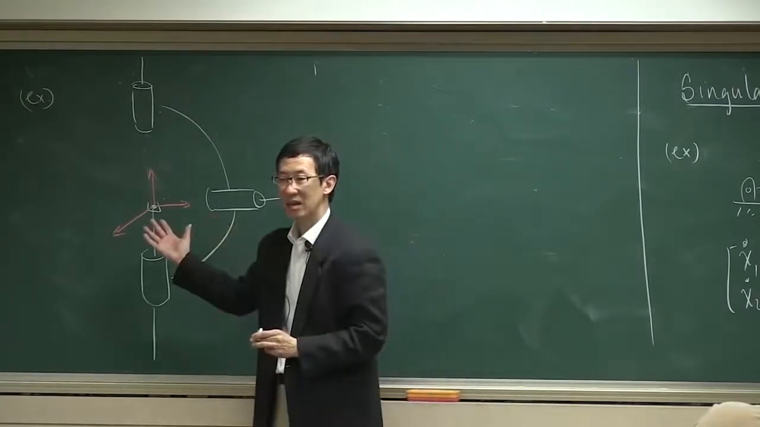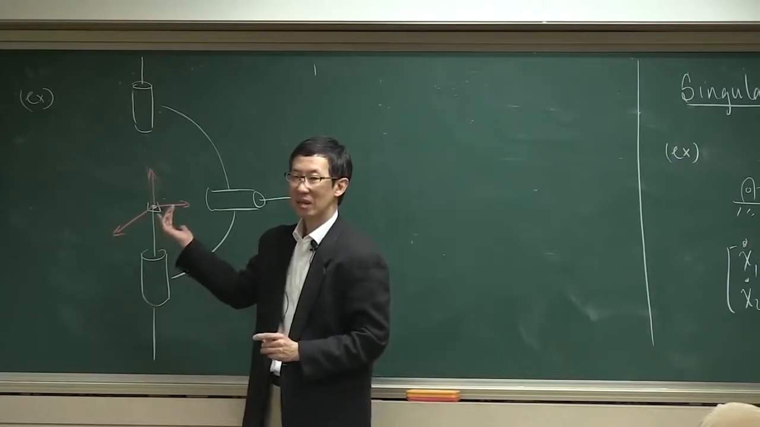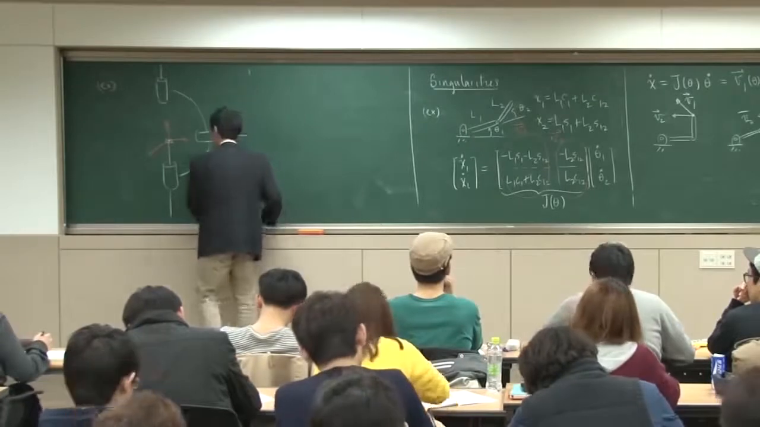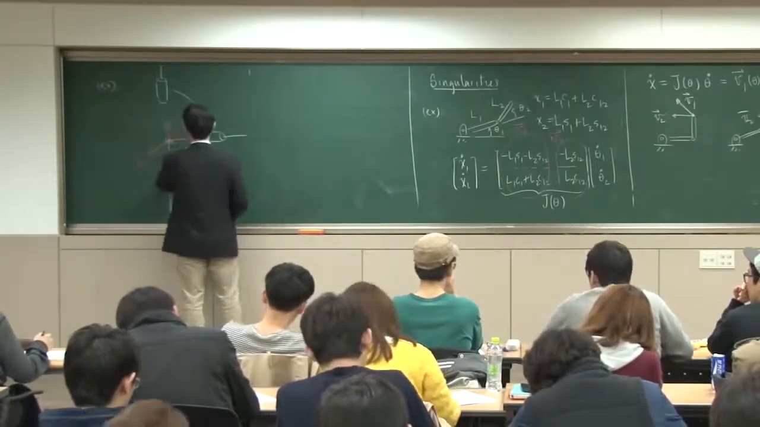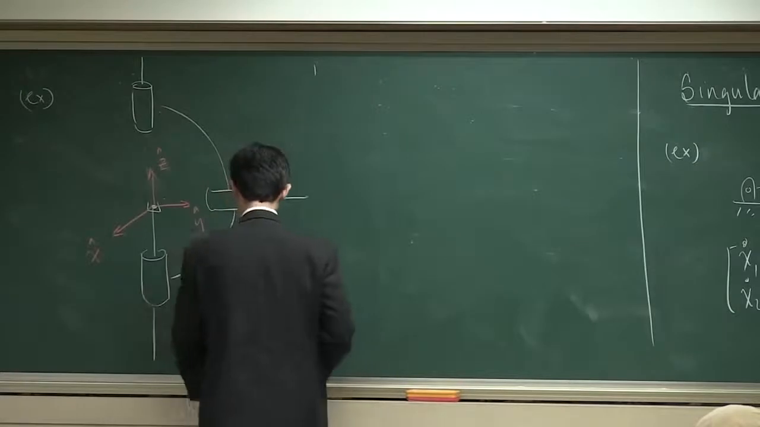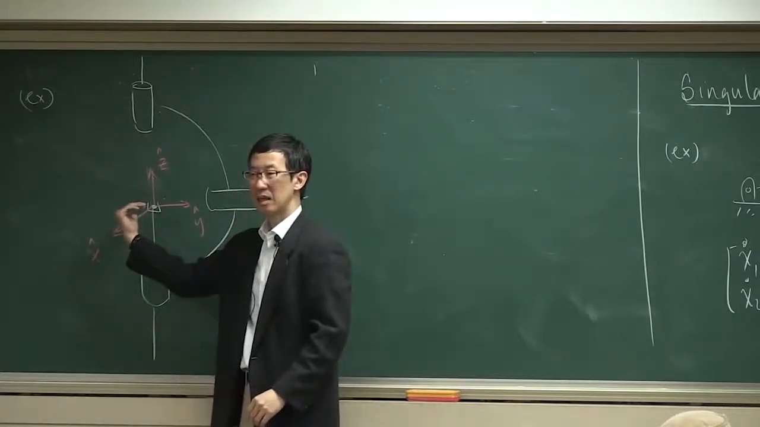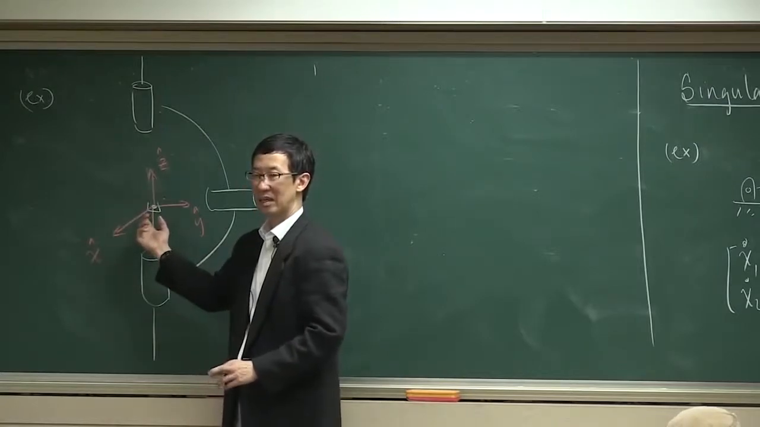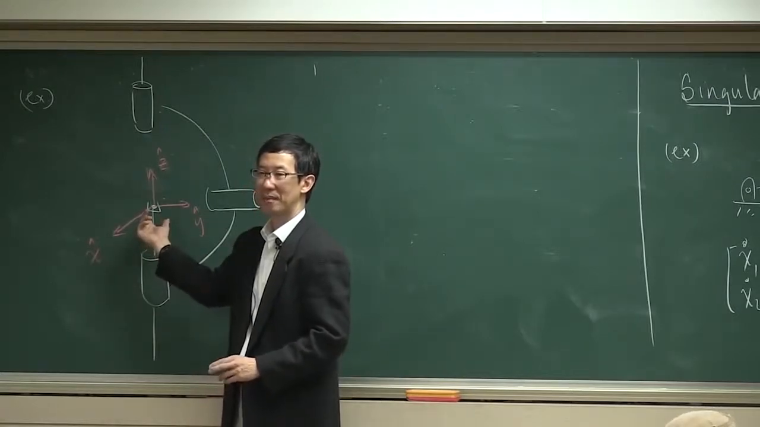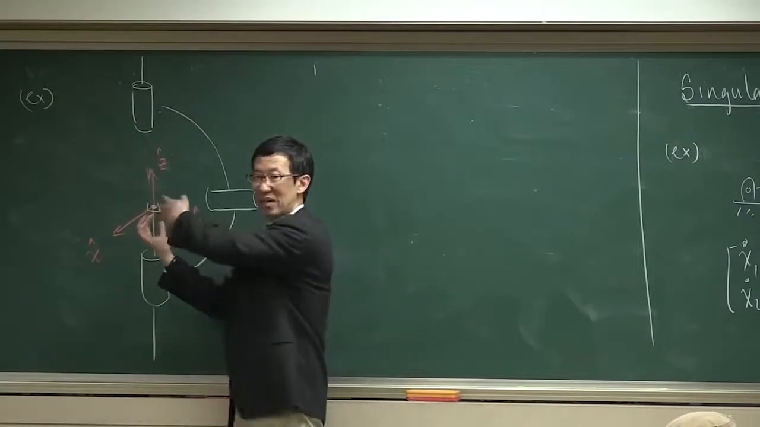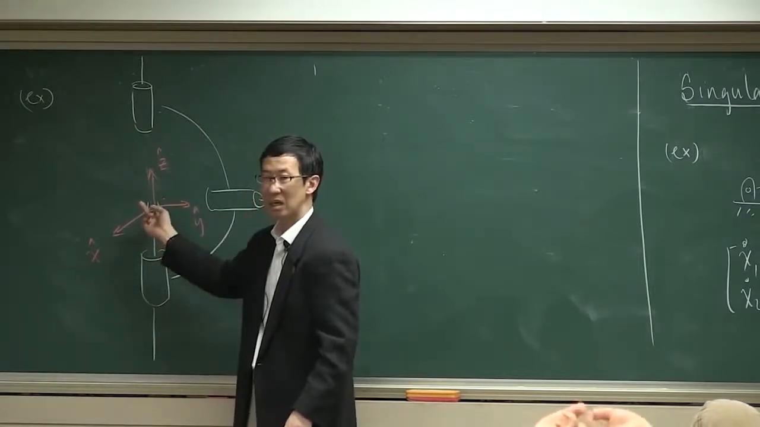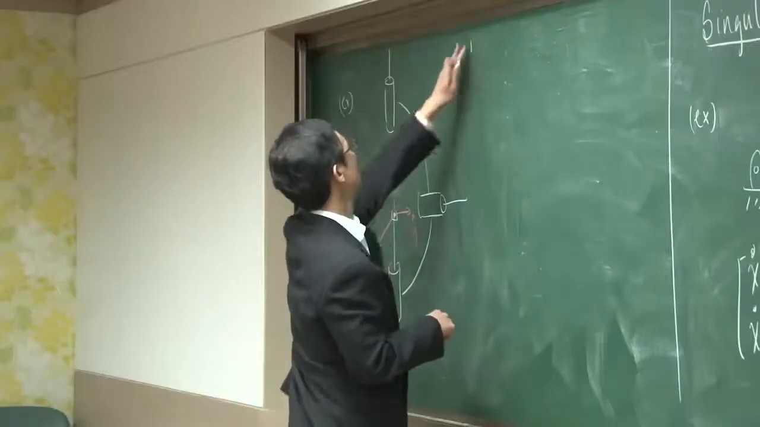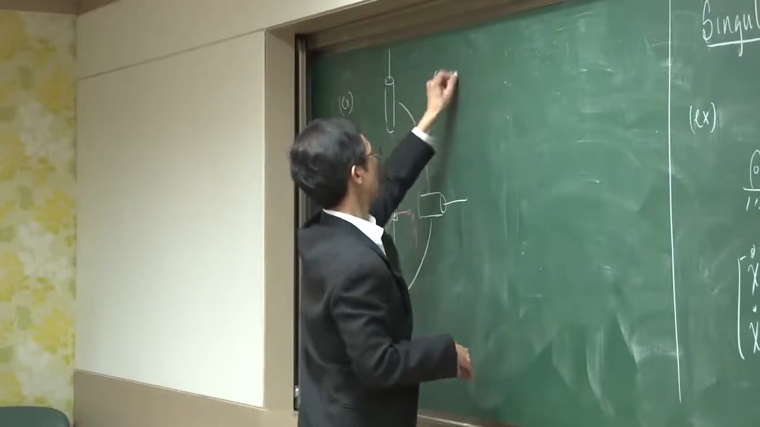All right, so this is a singularity. Why is it a singularity? Well, if we want to rotate the end effector frame about the x-axis instantaneously, can we do it? No, right? We can't generate infinitesimal rotations about the x-axis here. So this is a singular configuration. This is a singularity.